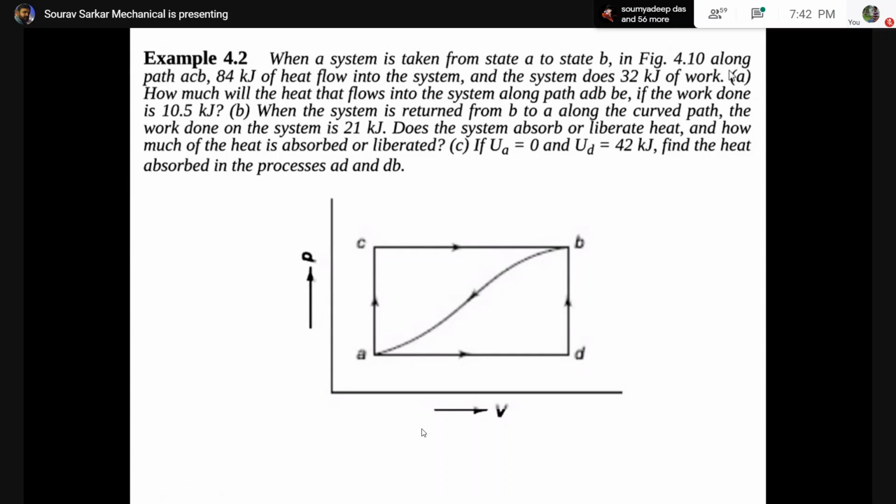Now what is the first question? How much heat will flow into the system along the path ADB. What is the ADB path? ADB path is the bottom triangle. So you are traveling from A to B, A to D, then D to B. So you are moving in the rightward direction, then you are moving in the upward direction. So they are asking what will be the work done during the process ADB if work done is 10.5 kilojoule.